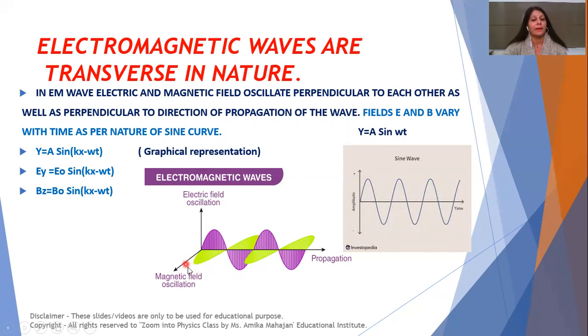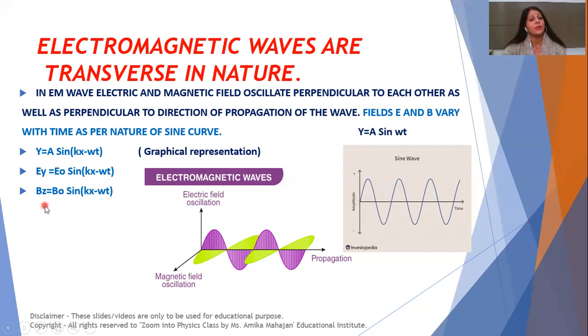Now, we can represent these electromagnetic waves in equation form also. This is the general progressive wave equation, y equal to a sine kx minus omega t. Here, x is representing the direction of propagation of the wave, omega is angular frequency, k is wave number, a is amplitude, and y is displacement. If I have to represent electric field oscillation in wave form, it will be represented by Ey, that means the field is along the y-axis, equal to the maximum displacement, which I am taking to be E naught. So it will be E naught sine kx minus omega t.